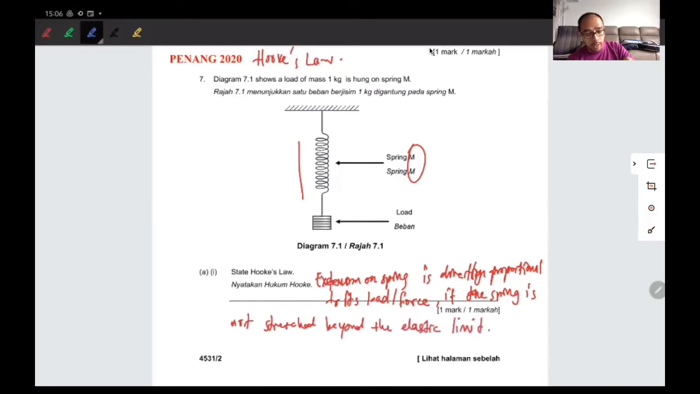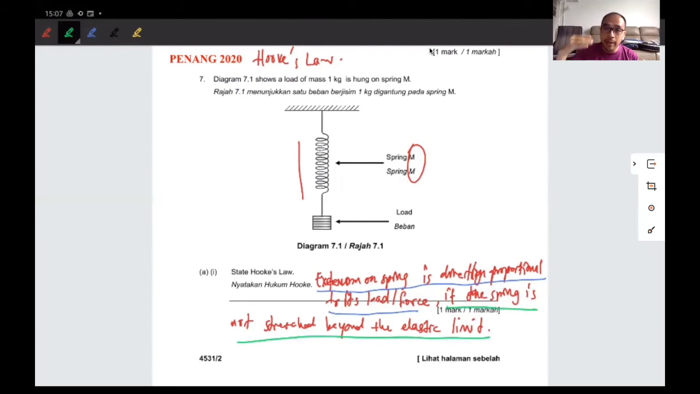Now I want to highlight this because the words in blue are the ones that people always memorize. But the problem with Hooke's law is there is a condition. The words in green must be included in order for it to be a complete definition. It is only directly proportional as long as the spring is still elastic. Elastic means you take out the load, it can go back to its original position.